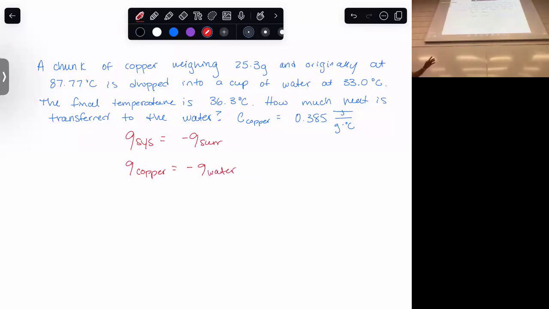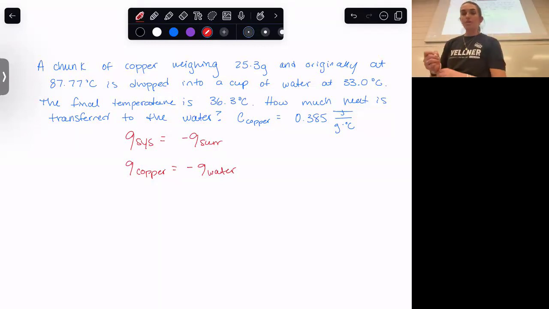What is happening to the copper? It starts at 87, and where does it end up? At 36. So is heat gained or lost by the copper? It's lost. Awesome, right? So is that going to be a negative Q or a positive Q? It'll be a negative Q, right? We're losing heat to our surroundings. So what is our surroundings or our water doing? It's heating up, right? Great.